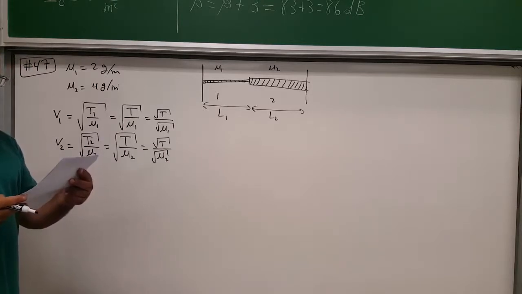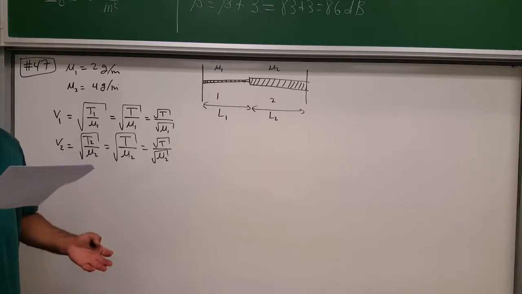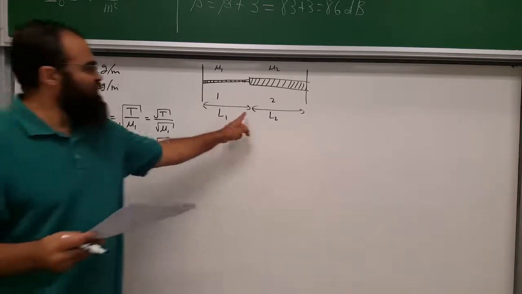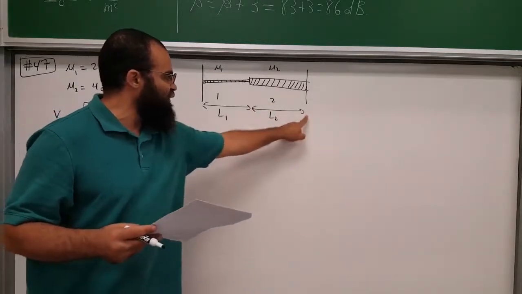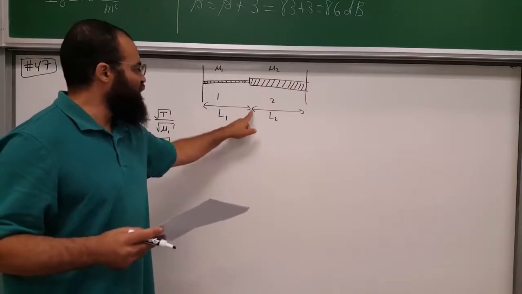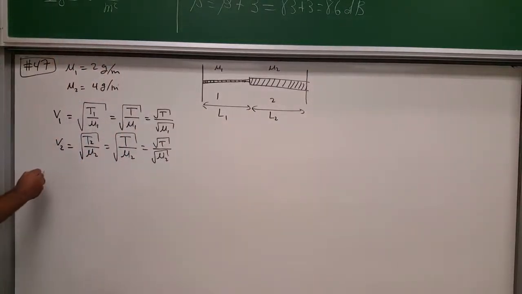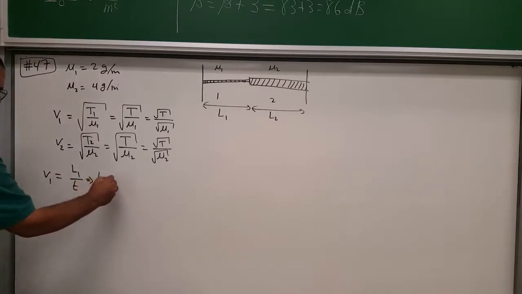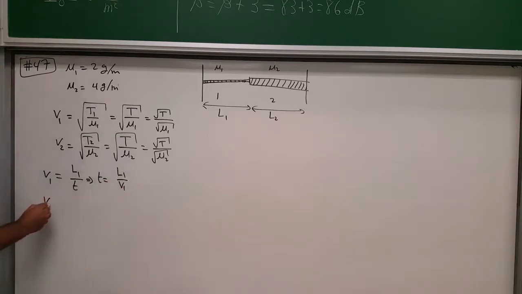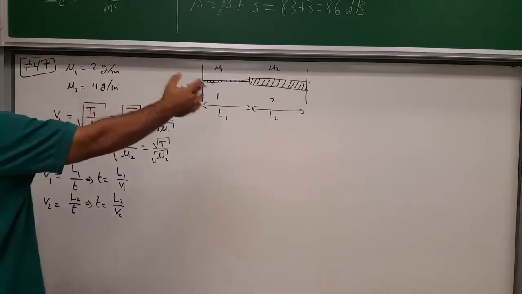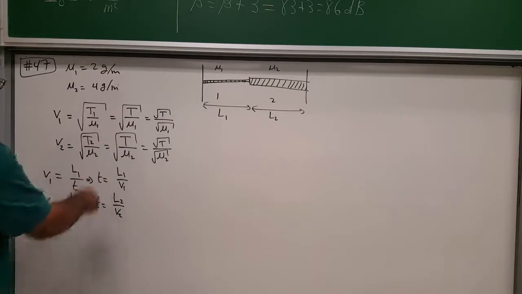Now it asks, what is the relationship between the lengths L1 and L2 if the pulse going from here to here takes the same amount of time as going from here to here. We know V1 is the distance traveled over time, L1 divided by T, so T equals L1 over V1. For V2, we want to travel a distance L2 within the same time T, so T equals L2 divided by V2. We want the time to be the same, by the time both pulses have reached the ends.